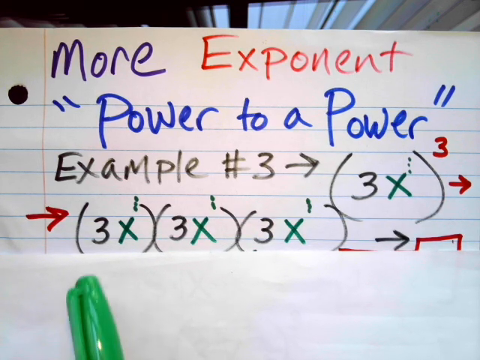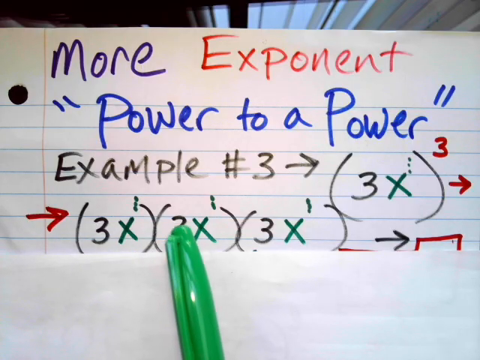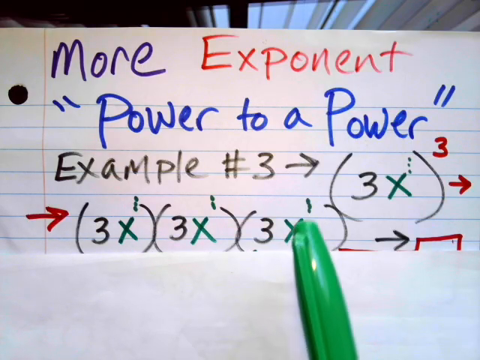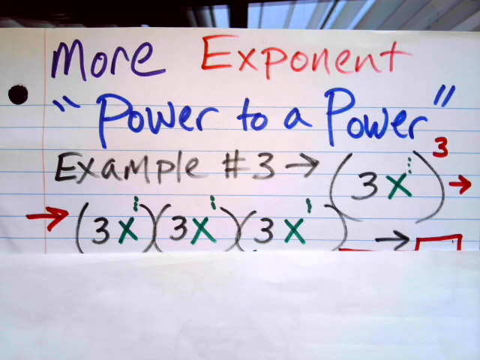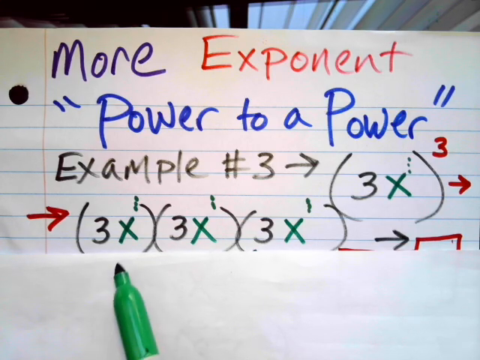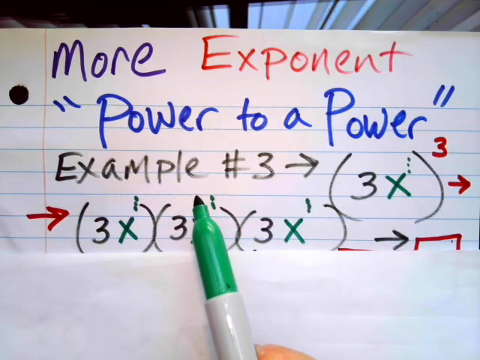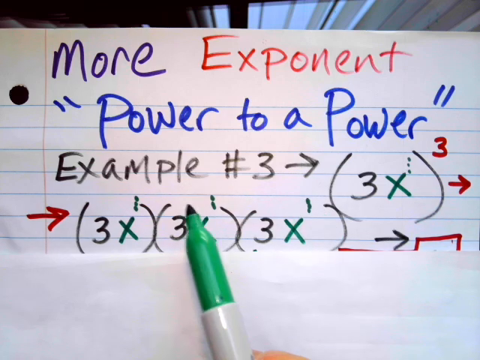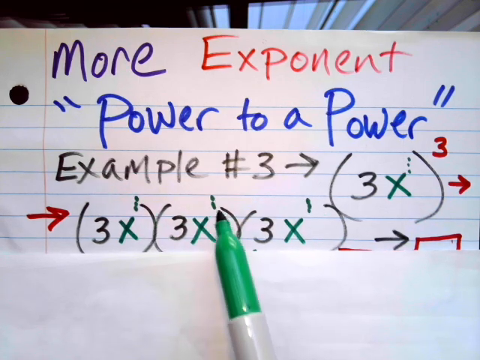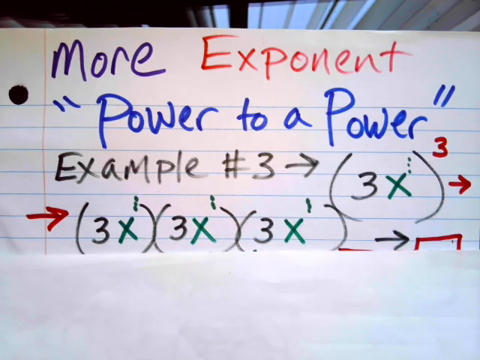Just like you see here. 3x to the first power times 3x to the first power times 3x to the first power. So simply, when you write this out, we're going to multiply like terms. So 3 times 3 times 3, x times x times x. And remember, when you multiply and you have a base, here x, you're going to add these invisible ones. So remember, show these invisible ones. It will help you dramatically.